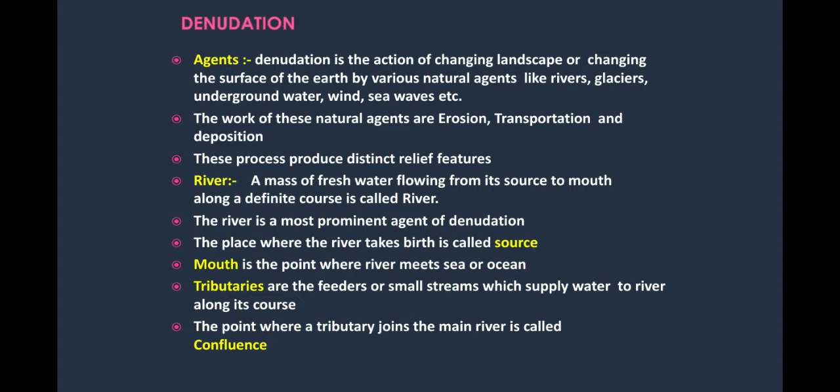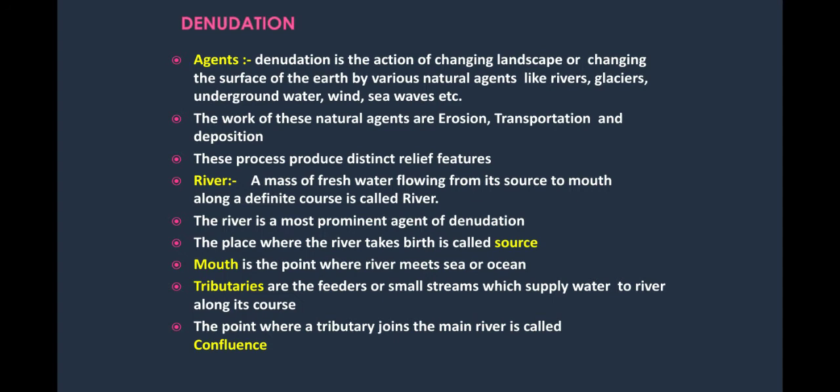Now remember, these agents, rivers, glaciers, underground water, wind, what do they do? They break the upper layer, it is taken, transported and then deposited. In this process, some of the landforms are formed. Now these processes produce distinct relief features.